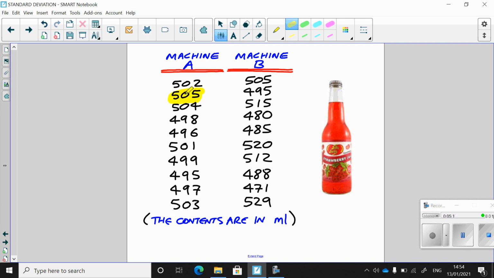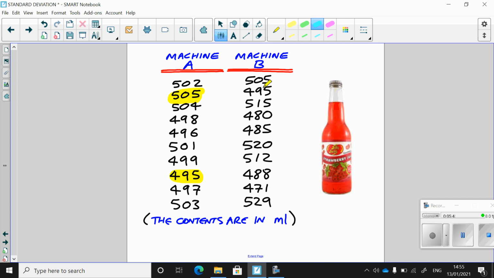For machine A, 505 looks like the biggest value, and 495 is the lowest value. So for this machine, that's a difference of 10, which would be called the range. That's 5 above and 5 below the mean. Let's do something similar with machine B. What's the biggest number?